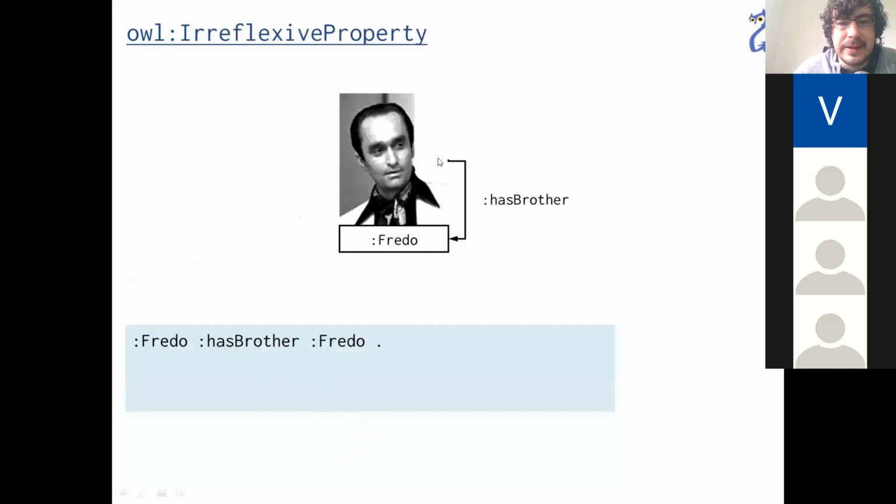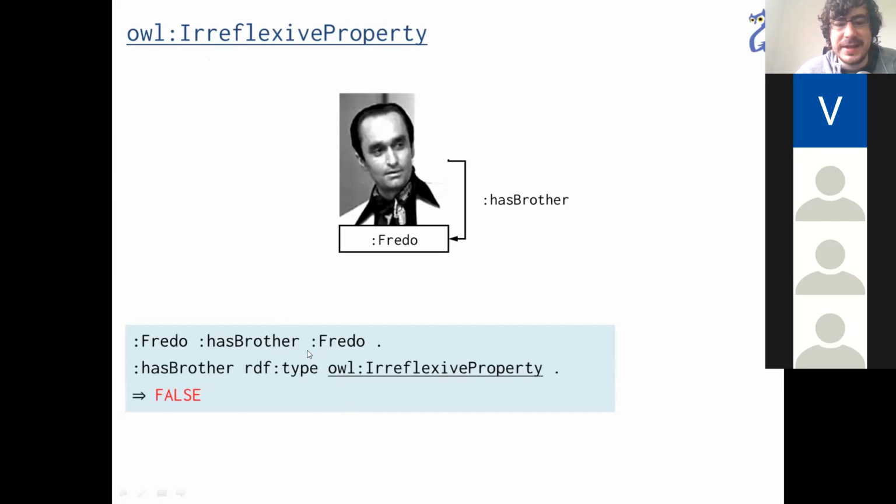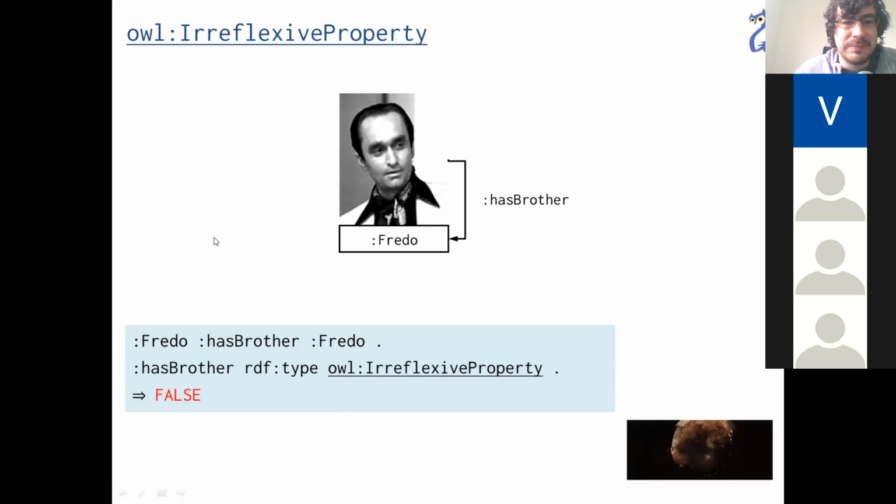Irreflexive property basically is the negation of reflexive property. It states that something cannot have itself as a value, and it's probably more useful than reflexive property actually. So Fredo has brother Fredo, for example. If we define that has brother is type irreflexive property, something cannot have itself as a brother, then this leads to an inconsistency. This says, okay, this is inconsistent. One of these two triples here has to be incorrect. And okay, the world implodes.